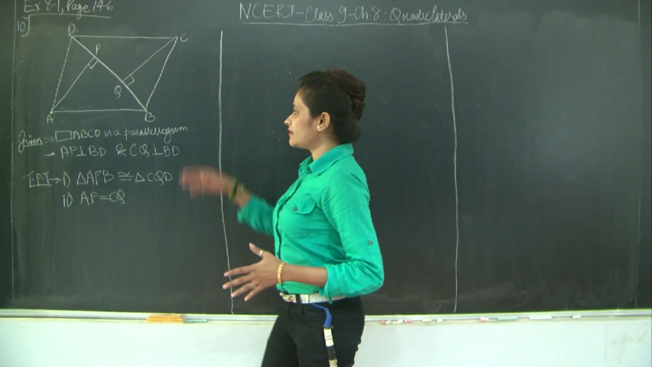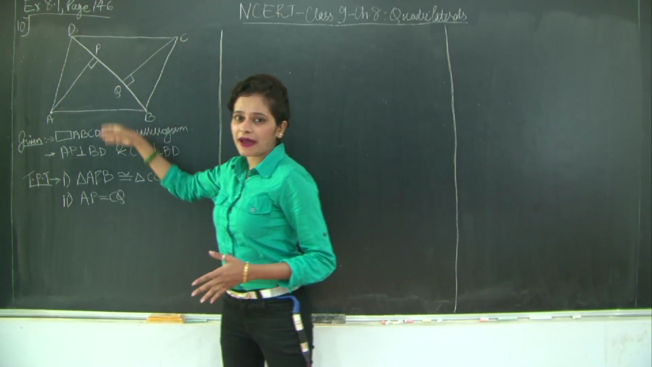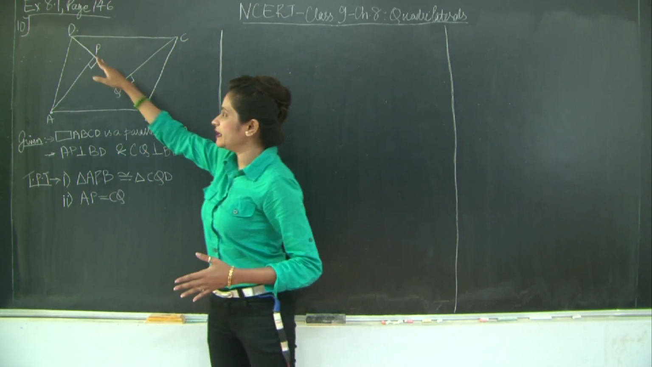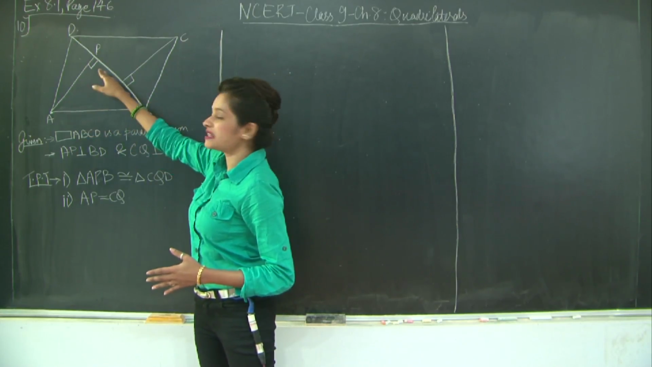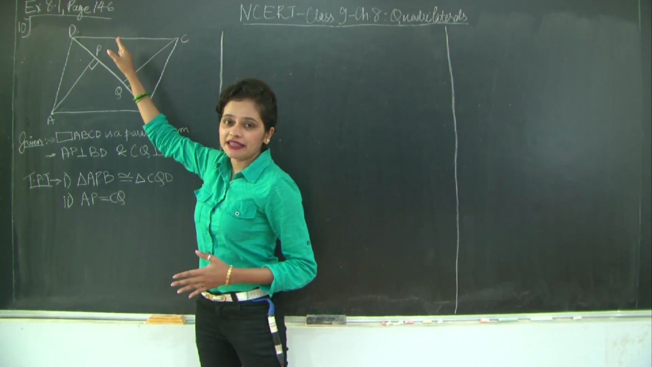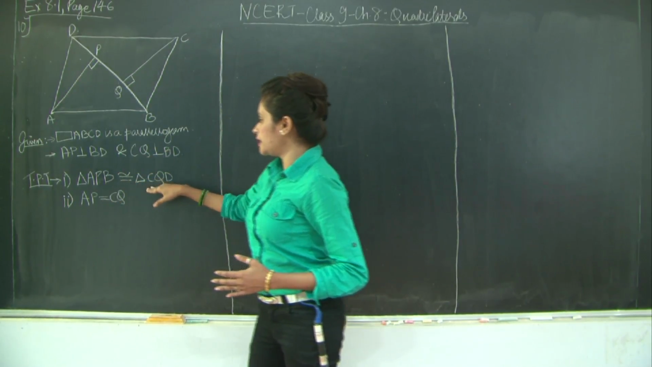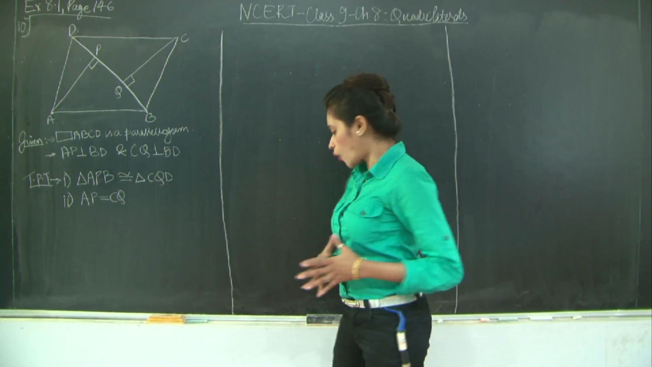Now, it has been given that quadrilateral ABCD is a parallelogram and CQ is perpendicular to the diagonal BD, as well as AP is perpendicular to the diagonal BD. We need to prove that triangle APB and triangle CQD are congruent to each other.